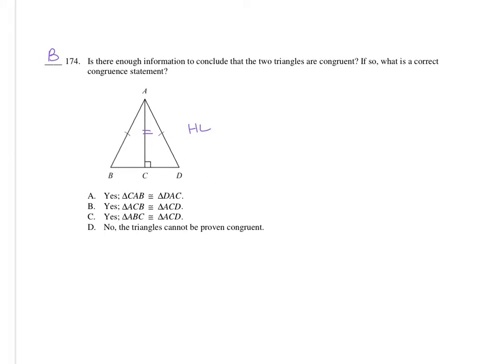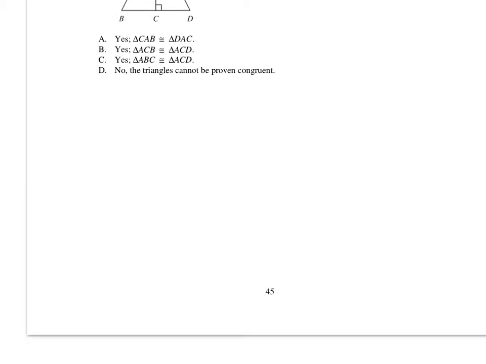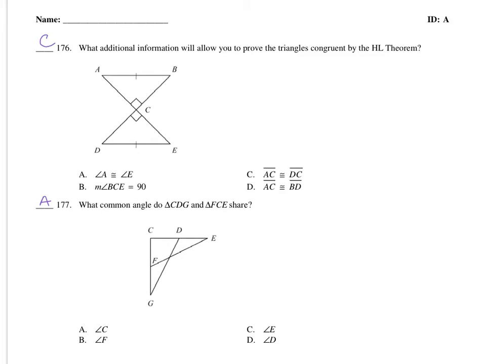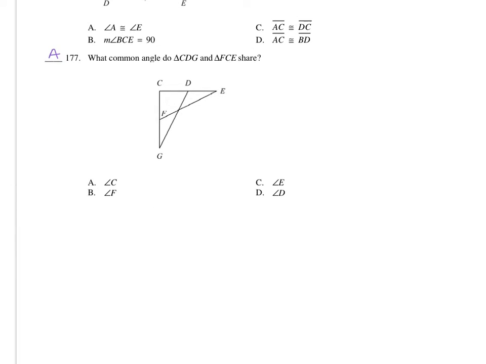174, is there enough information to prove? Yes. Triangle ACB is congruent to triangle ACD, and it would be hypotenuse leg if they asked. 176, what additional information would you need? You'd need the other leg, which is AC is equal to DC. 177, what angle do they share? They both share angle C.